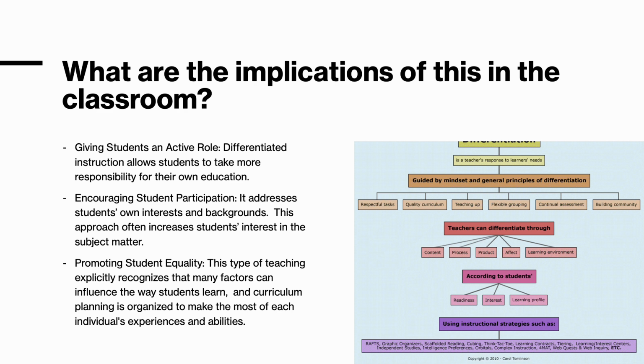What are some implications of this in the classroom? They include giving students an active role, which is differentiated instruction allows students to take more responsibility for their own education. Encouraging student participation. It addresses students' own interests and backgrounds. This approach often increases students' interest in the subject matter. And also promoting student equality. This type of teaching explicitly recognizes that many factors can influence the way students learn, and curriculum planning is organized to make the most of each individual's experiences and abilities.